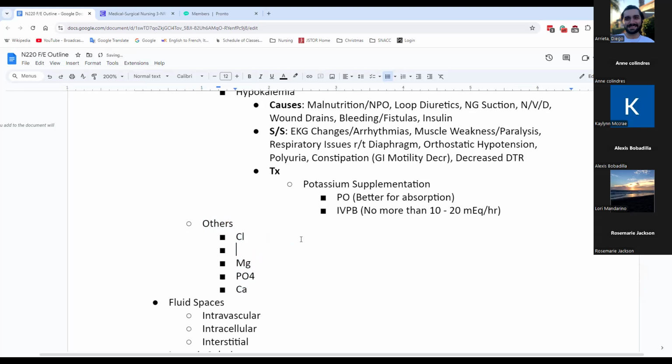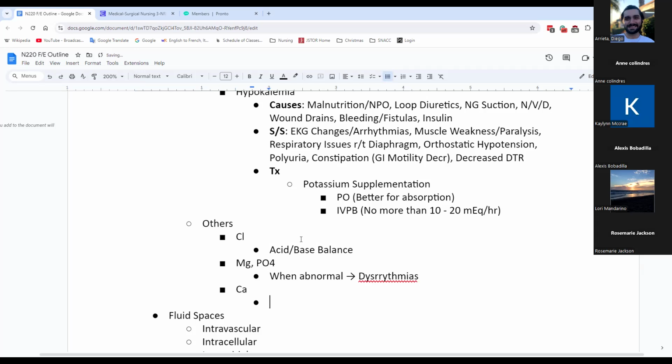I'll just throw in the line here if you want to use it for reference. This is for the chlorine, which is useful for acid base balance. Magnesium and potassium can be used for acid base balance. When abnormal, it can cause dysrhythmias. Calcium can obviously cause bone fragility. Maybe some nerve issues, you have the Chvostek's sign or whatever, muscle weakness as well.